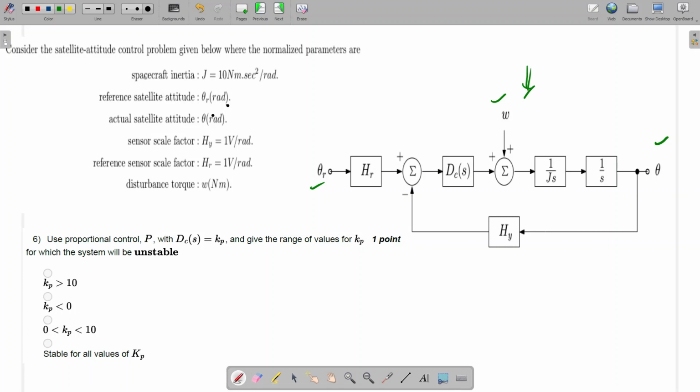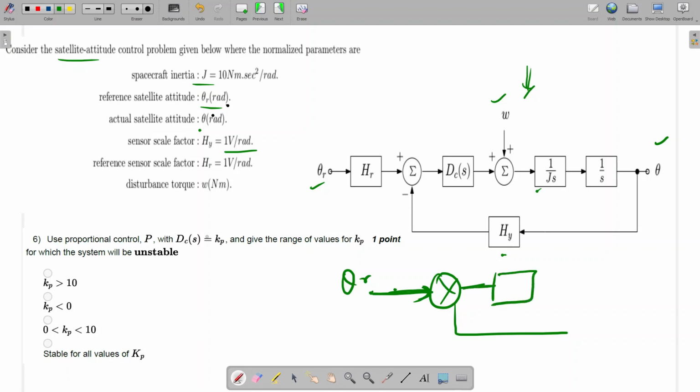Some values are given, like this satellite attitude control problem given below. Here J is equal to 10, the J value is equal to 10, satellite attitude theta, and actual attitude output theta. The sensor is 1 volt per radian, and H_y is the feedback, and H_r is also 1. So we can write it in a simple way. This is 1 only, so no need to write anything. This is theta r. And a summer block is there. Here also 1 is there, and D_c(s). So this is the controller.